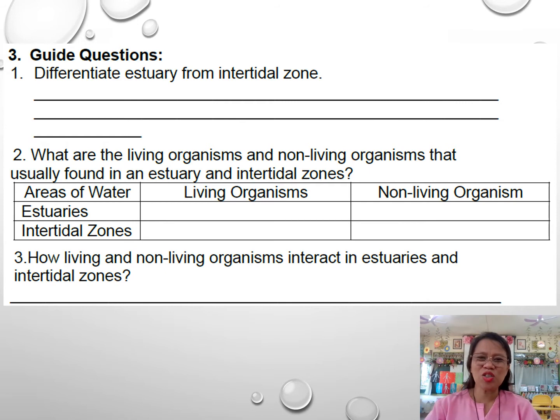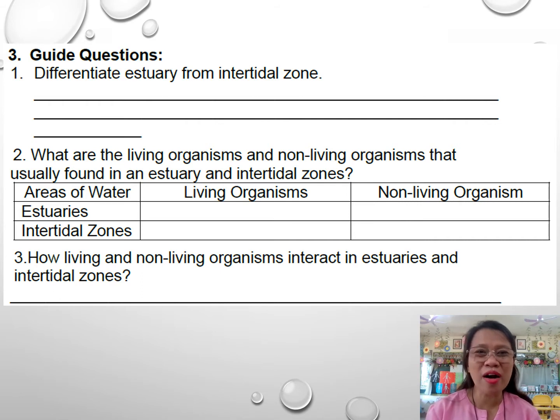Okay, since we are through with the biotic and abiotic factors in the ecosystem and intertidal zone, we have to answer now some of the guide questions. So this is what we are going to do. You're going to differentiate an estuary from an intertidal zone. Can you still remember? Okay, correct. Oh, you got a point there.